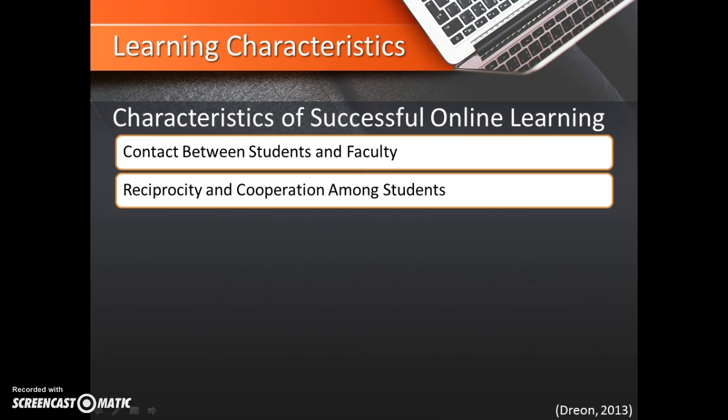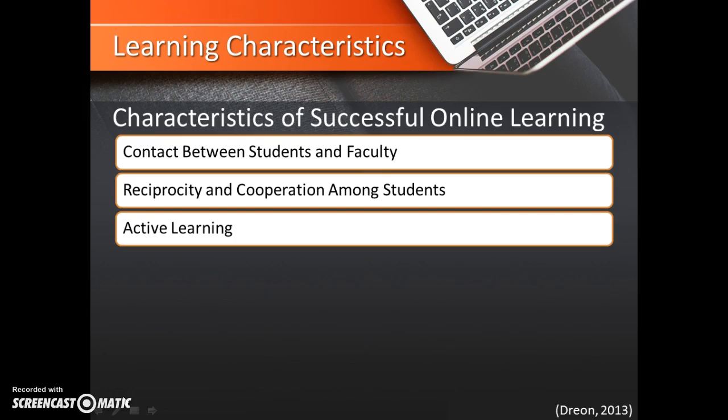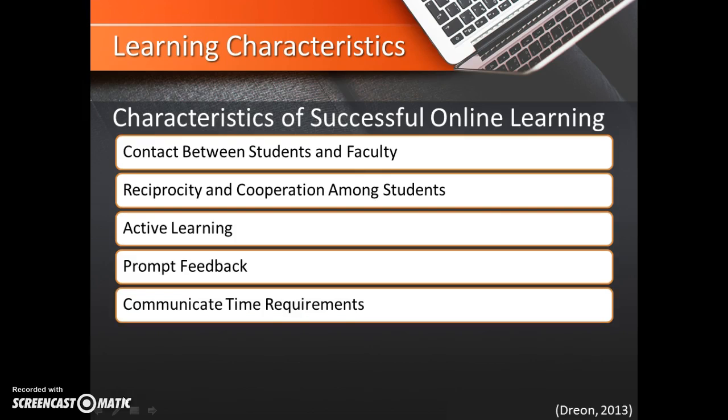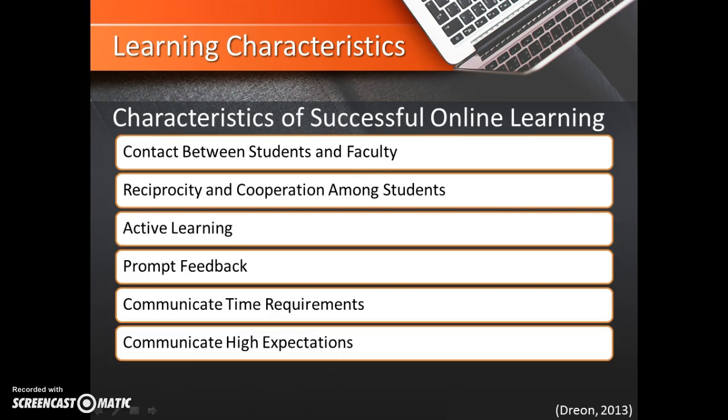The third one is encouraging active learning. Active learning is so important: students must engage with the content in a thoughtful and purposeful way. Giving prompt feedback is also important so students will know how they're doing in the course. Emphasizing time on task, the time requirements, and communicating those is urgently important. And also communicating high expectations.